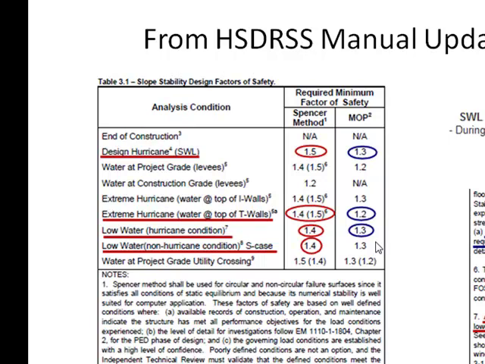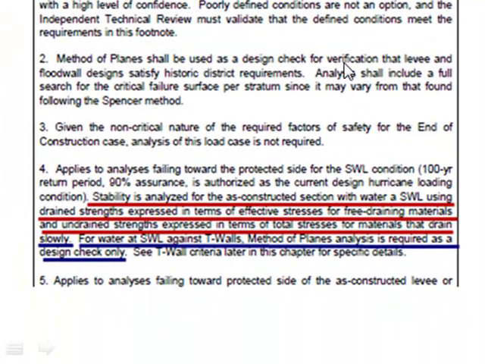And for the method of planes, the only 3 conditions that we check for a T-wall design are the still water level, the top of wall, and the low water level hurricane condition. There's a few more details, and you can look at the individual pages in your downloaded version of the manual.